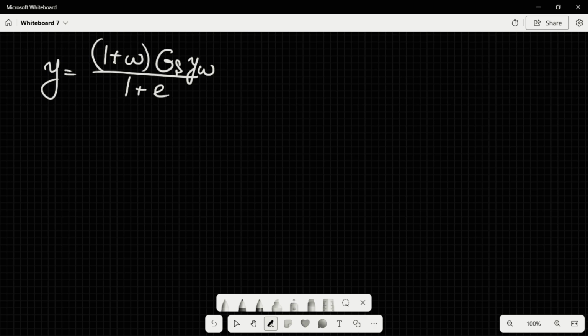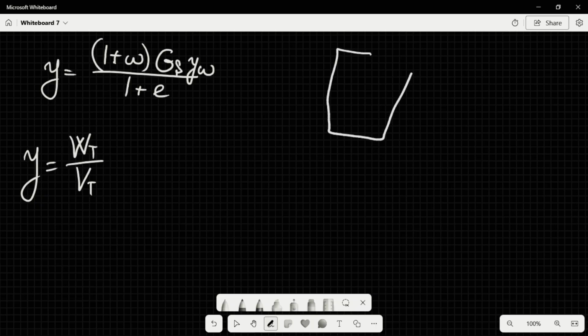So in order to find this, the first thing that we have to recognize is that the unit weight is equal to the total weight over the total volume. Now, let's go ahead and draw our phase relationship. We have air, water, and solids.